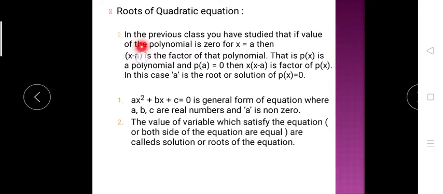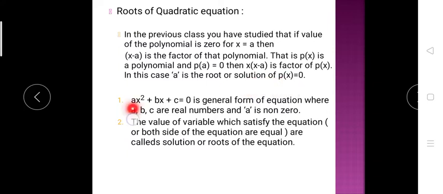Same here, same concept. In the previous class we studied that if the polynomial is 0 for x equal to a, then x minus a is a factor of the given polynomial. It means when you substitute the value, after substituting it into the given polynomial, we get the remainder 0. It means that this is the solution of that polynomial. That is, p of x is a polynomial and p of a is equal to 0, then x minus a is a factor of p of x. In this case, a is the root or the solution of the given polynomial.